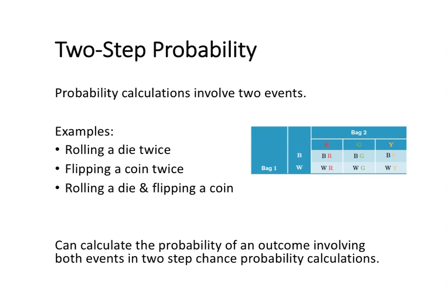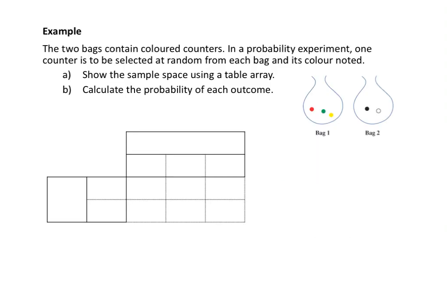To help you calculate the probabilities involved in two-step chance experiments, you can use a table array, which is a systematic way of displaying all the possible outcomes of the two-step chance experiment. So let's have a look at an example.